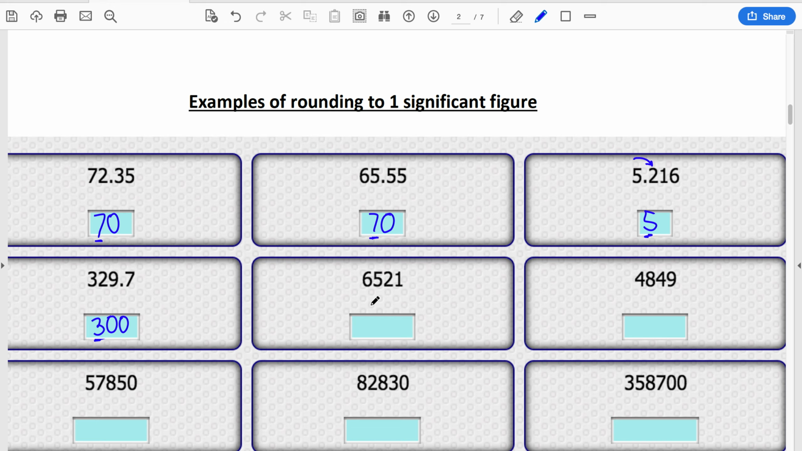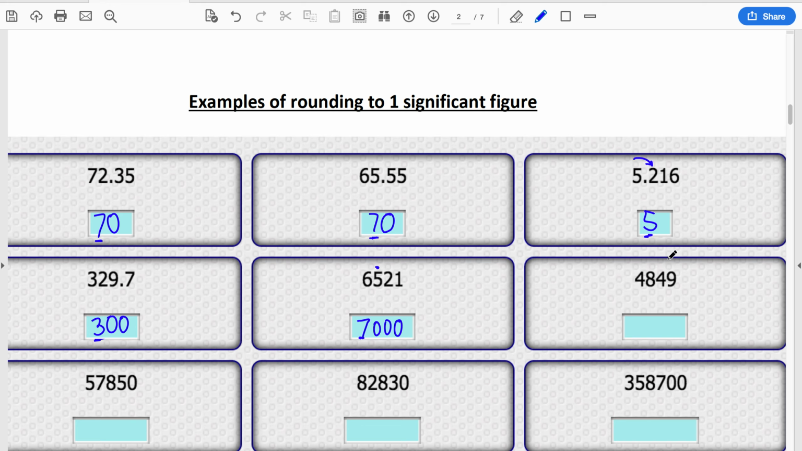With this one here, 6521, I can only write one significant figure, so my other values will need to be zeros. And so I'm asking, is this closest to 6,000 or to 7,000? Clearly, because this is a 5, it's going to go up to 7,000.